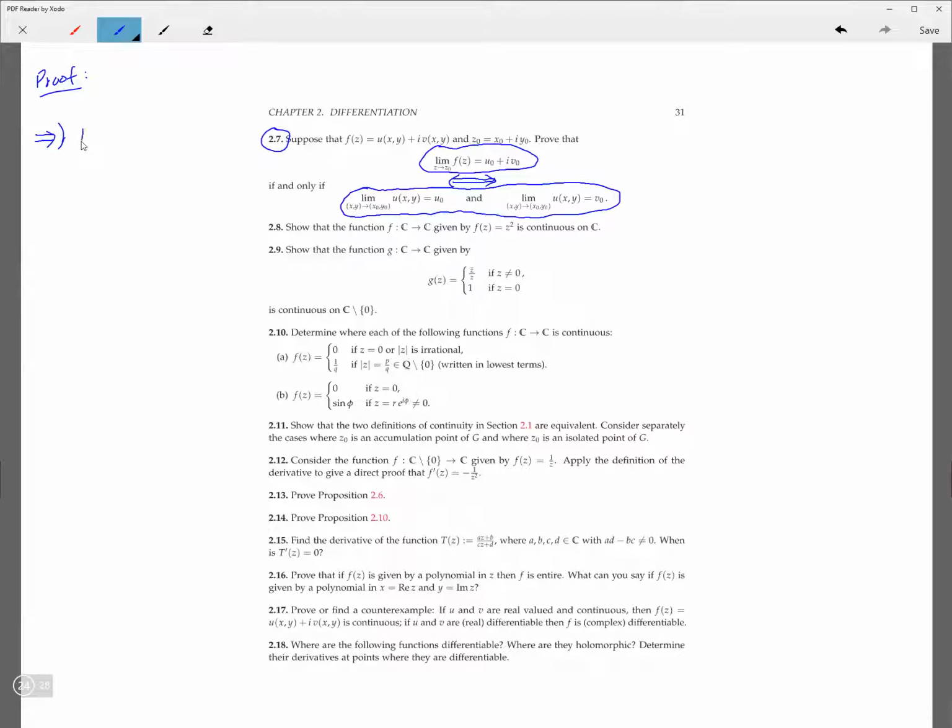Okay, so here's what you can do. You can let epsilon be greater than 0, and the idea is that you want to come up with a delta that's going to work for you in both of these situations. Okay, this means we're allowed to use this right here. That means that there exists a delta greater than 0 such that this right here.